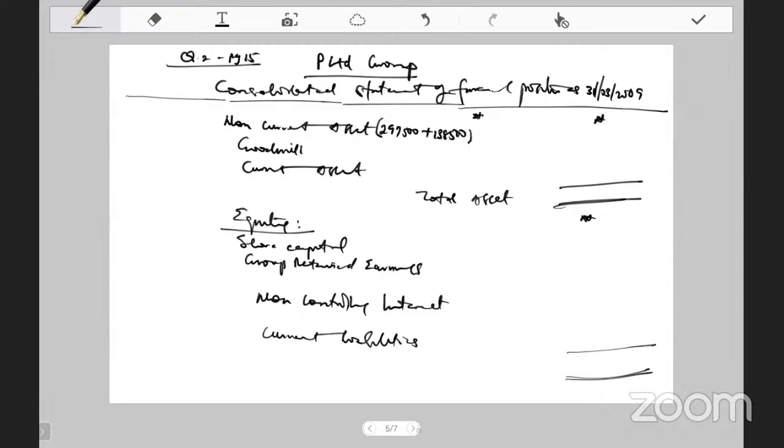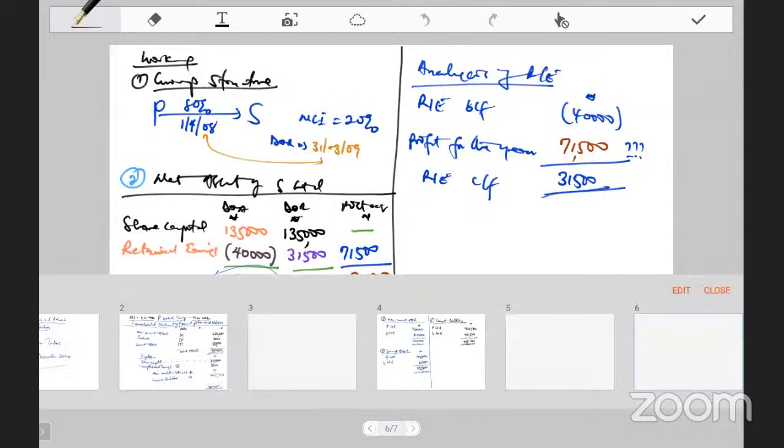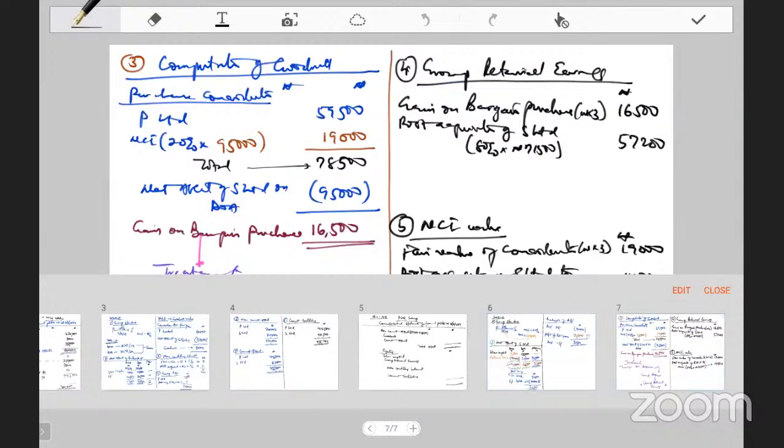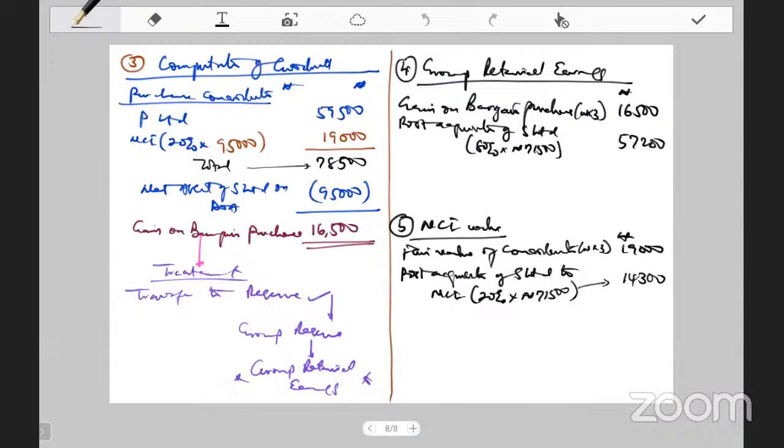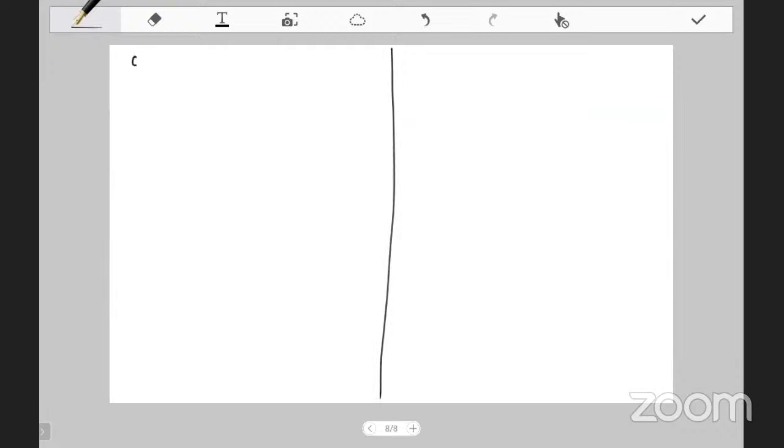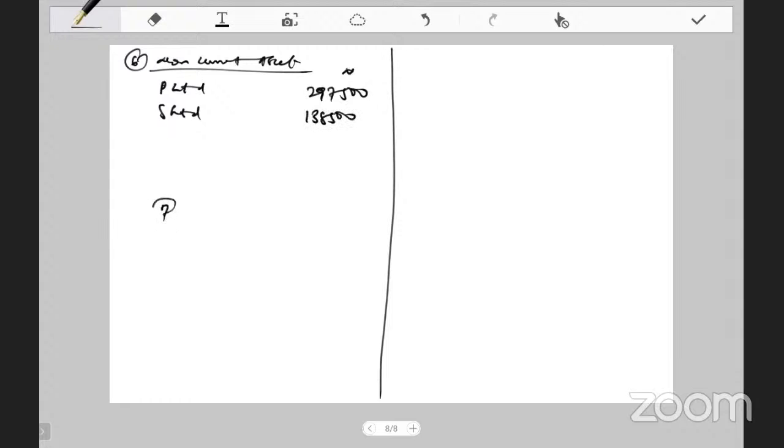You can do this, or you stick to this method that I taught you earlier, which I think we need to start getting used to. I just come to note 6, non-current asset. The value of P Limited is 297,500. Then that of X Limited is 138,500. So move on.